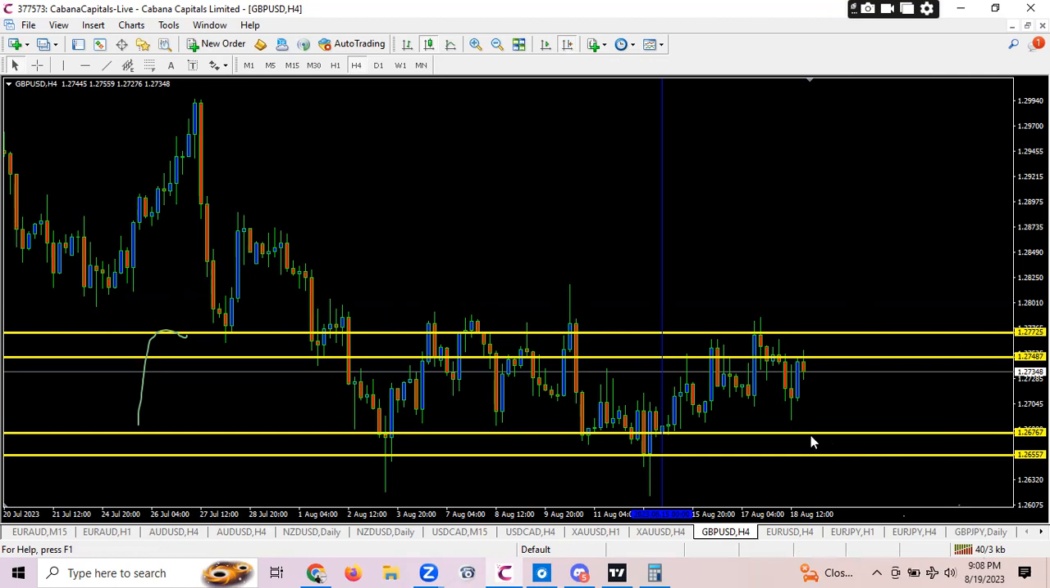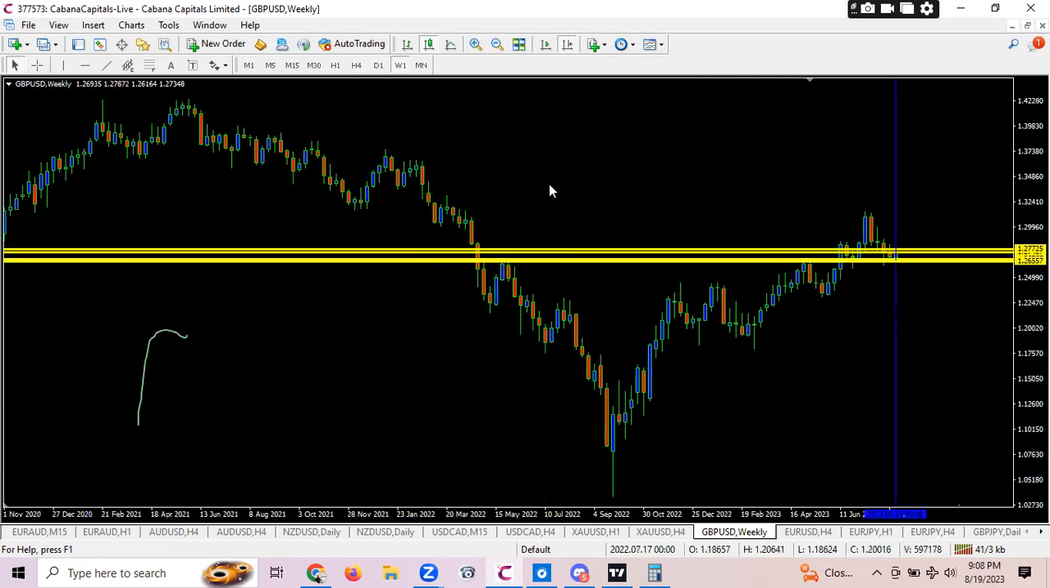I will attend to all your questions. I will take your questions after we are done with the 7 major currency pairs. So sell below this zone, buy above this zone. Personally, I would be buying GBP/USD this coming week.